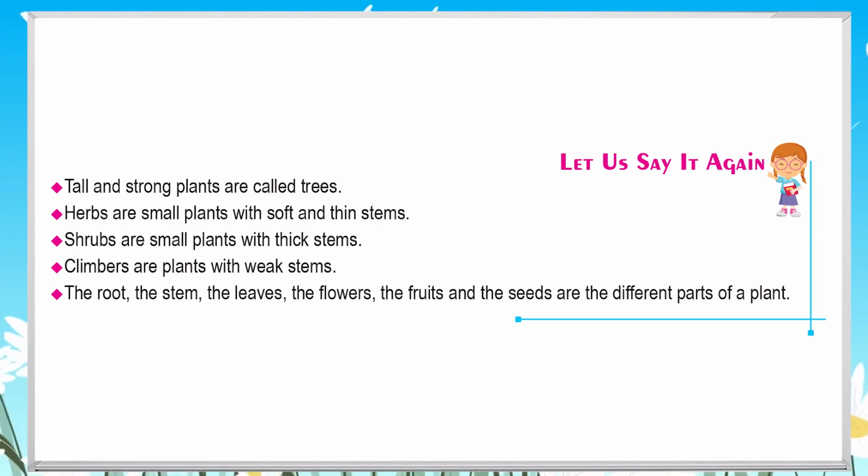Let us say it again. Tall and strong plants are called trees. Herbs are small plants with soft and thin stems. Shrubs are small plants with thick stems. Climbers are plants with weak stems.